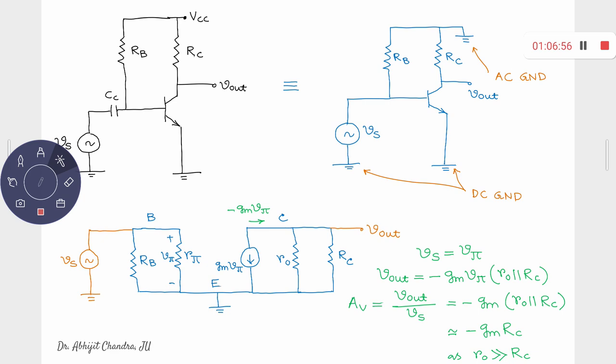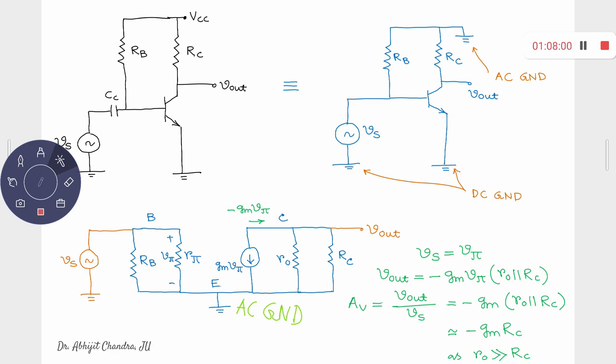Okay, what else? See, your emitter is grounded. Emitter is connected to DC ground, that means it is also AC ground. This is AC ground. What else? RB is connected between the base and AC ground. Take a look: RB is connected between the base and the power supply, which is AC ground. RC is connected between the collector and AC ground. Emitter is AC ground. Right? What about the input? Input is connected to the ground.